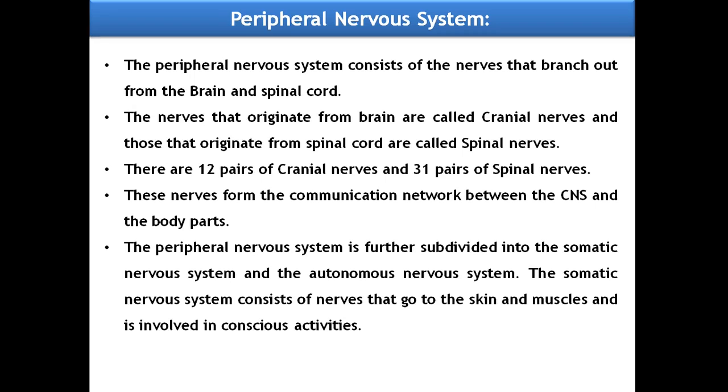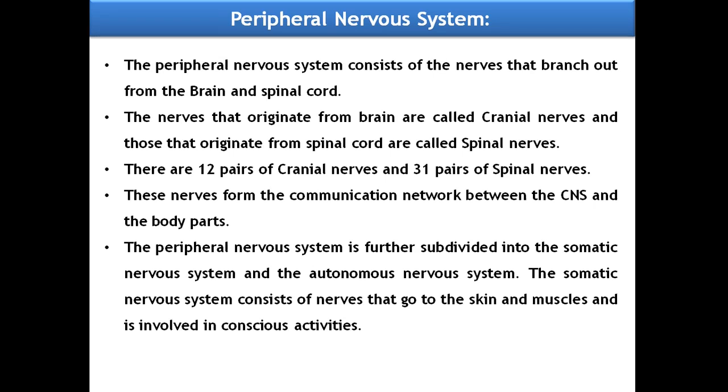The nerves that originate from the brain are called cranial nerves, and those that originate from the spinal cord are called spinal nerves. There are 12 pairs of cranial nerves which arise from the brain, and there are 31 pairs of spinal nerves. These nerves form the communication network between the central nervous system and the body parts.